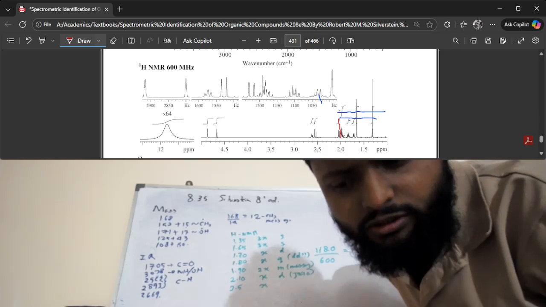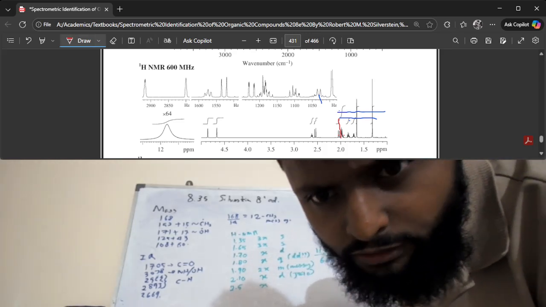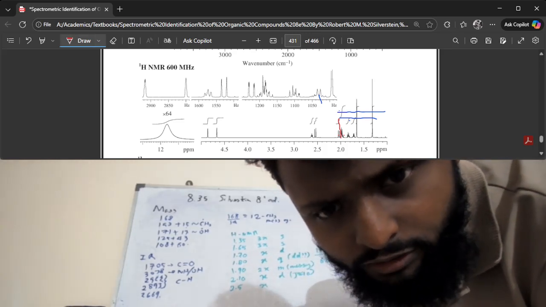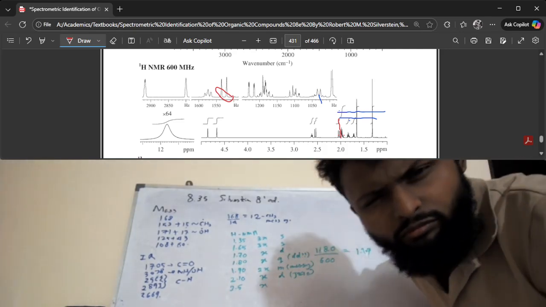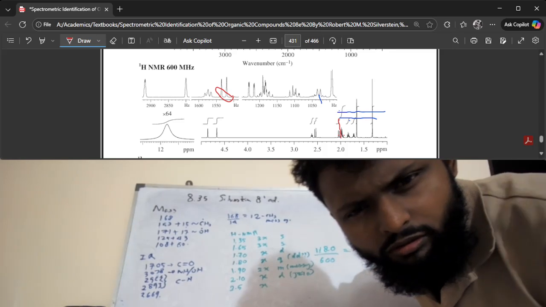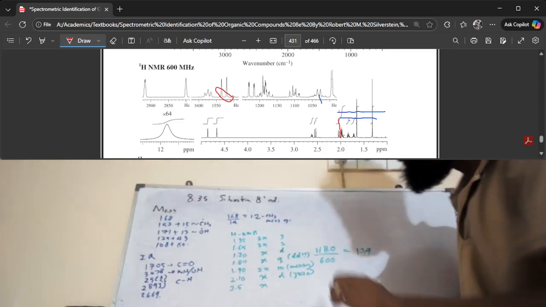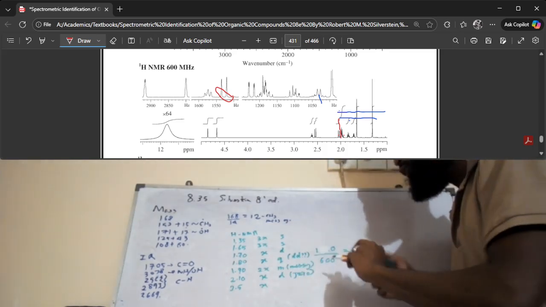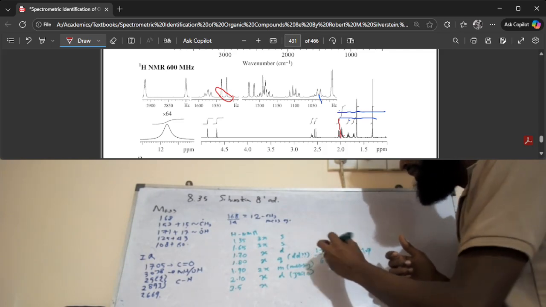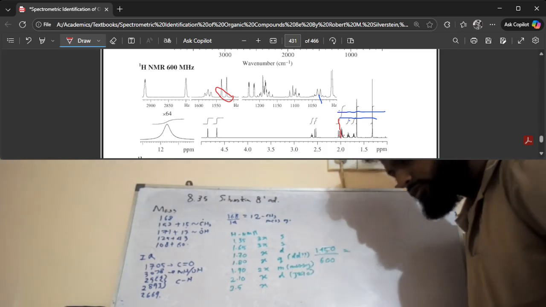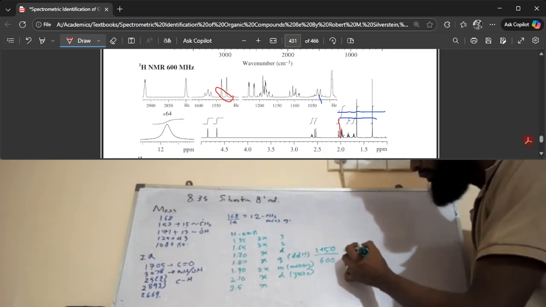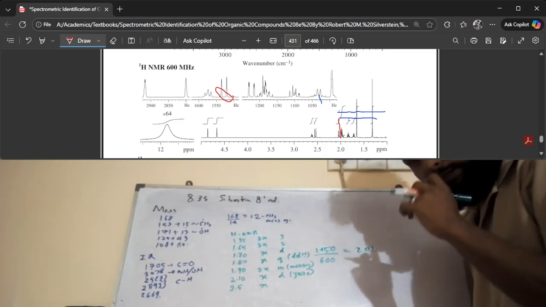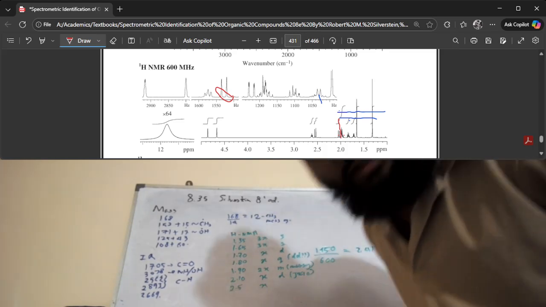Then you have 2.5. There's another peak at about 2.5. If you look at this one, we'll do the same math again. How much is that? About 1450. It doesn't hurt for us to run the calculation. It's 2.41-ish, so we can be sure.